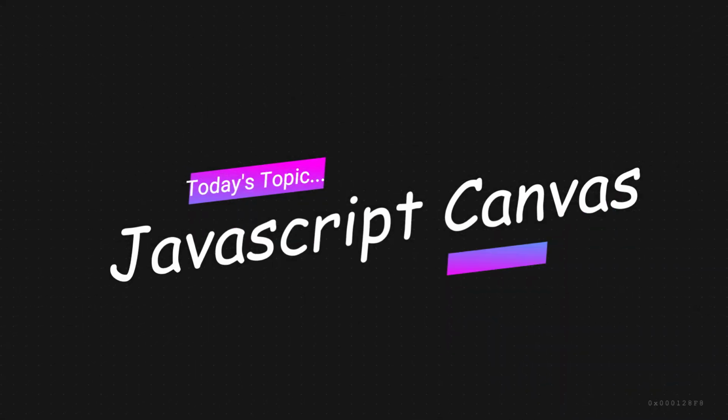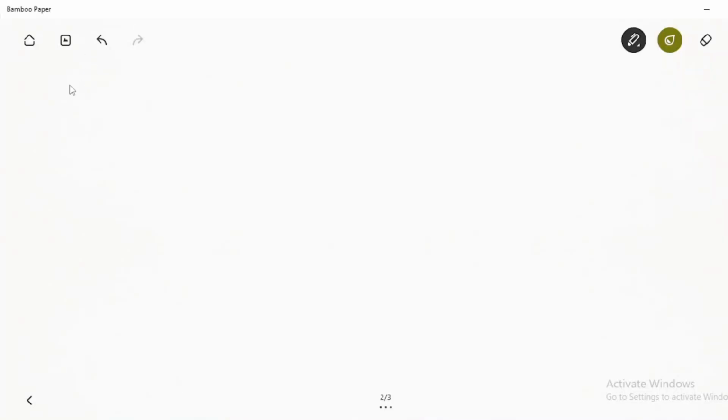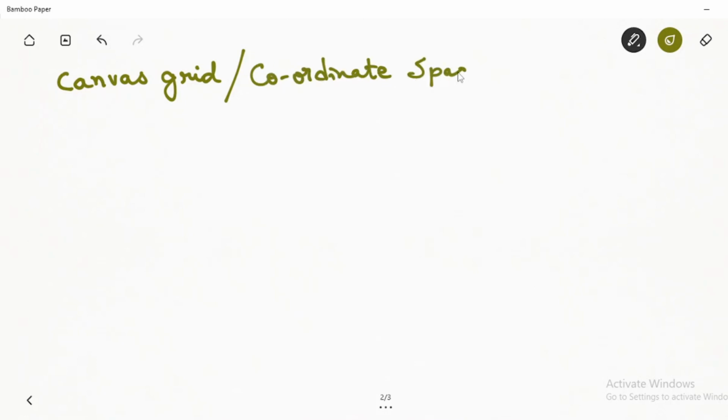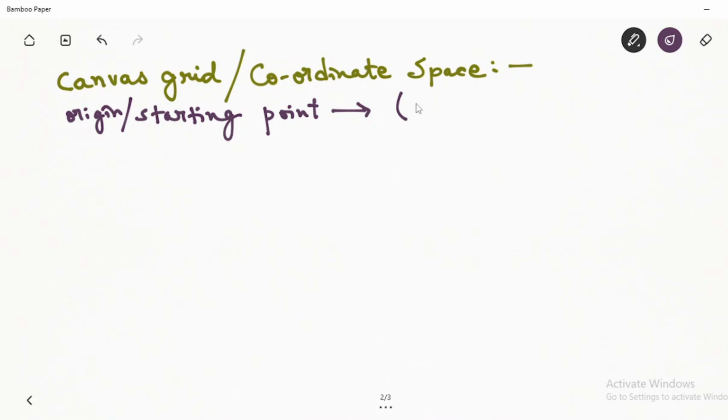So JavaScript canvas is basically a surface that allows us to draw in 2D or 3D in the web browser. We need to know about the canvas grid or coordinate space first, where we will be drawing our canvas element on the fly via JavaScript. We first need to know about the origin, or the starting point, of the canvas element to be drawn, and along with it the width and height are also provided.